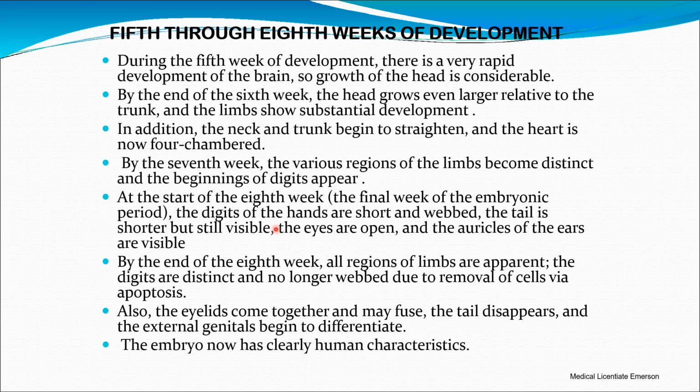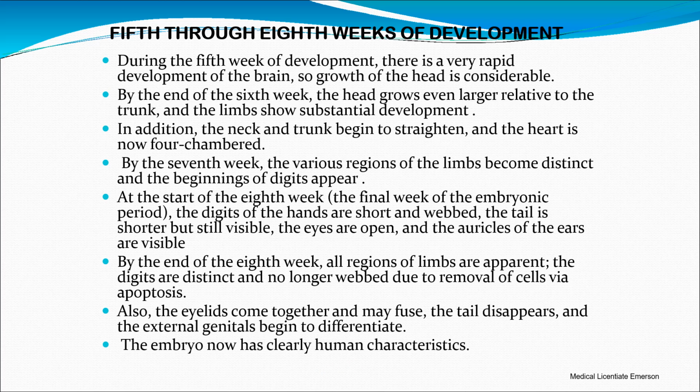Okay, so at the start of the eighth week, the final week of the embryonic period, the digits of the hands are short and webbed. The tail is shorter but still visible. The eyes are open and the auricles of the ears are visible. Then by the end of the eighth week, all regions of the limbs are apparent and the digits are distinct and no longer webbed due to removal of the cells via apoptosis. Also, the eyelids come together and may fuse. Then the tail disappears and the external genitals begin to differentiate. The embryo at this stage will now clearly have human characteristics.